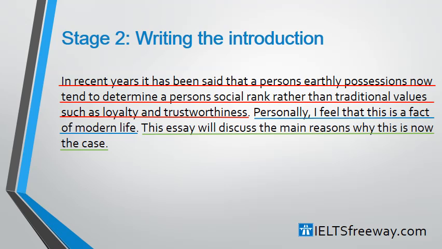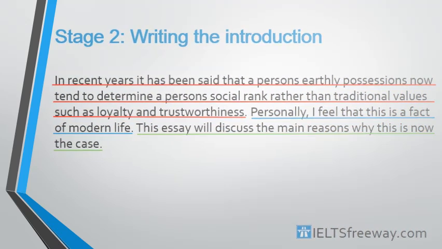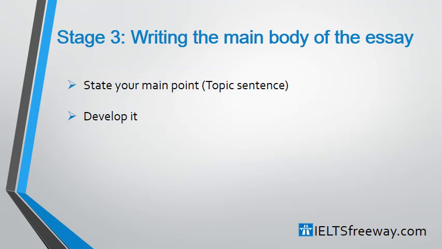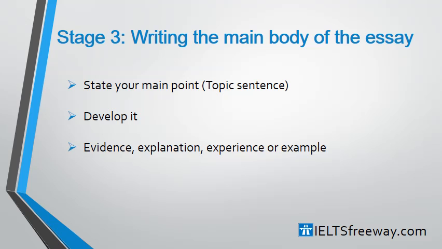The next stage is stage 3, writing the main body paragraphs of the essay. Now, each paragraph should do these three things. The first sentence should state your main point. This is often called a topic sentence. It should also, in the second sentence, then be developed somehow. And you can do this by adding evidence, explanation, experience, or example. Let's have a look how I've done this for the same question we wrote the introduction for.